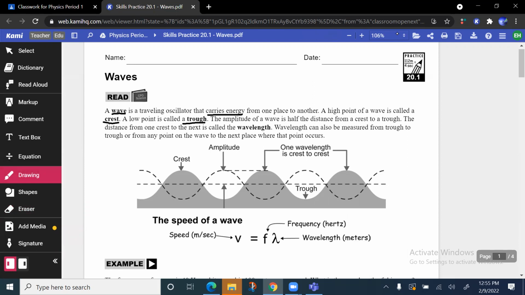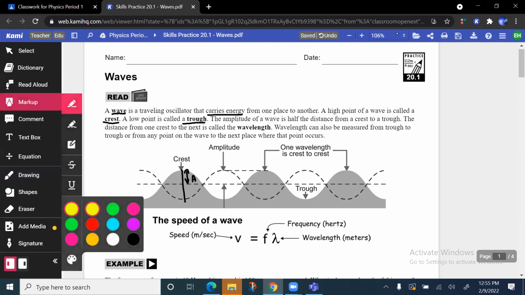The amplitude of the wave is the distance from the crest to the trough divided by 2. So if we take the whole distance across the wave and cut it in half, we have the amplitude. So our amplitude I'm going to highlight with a marker as the distance from the middle equilibrium to the highest or lowest point.